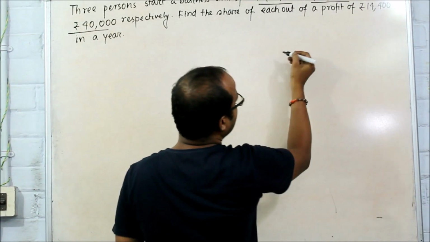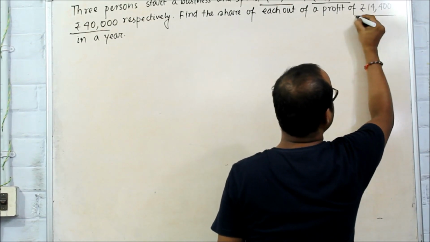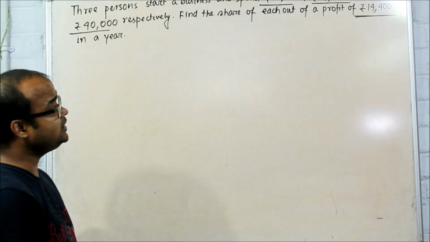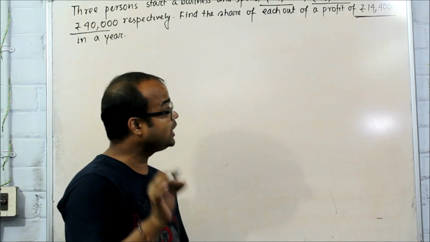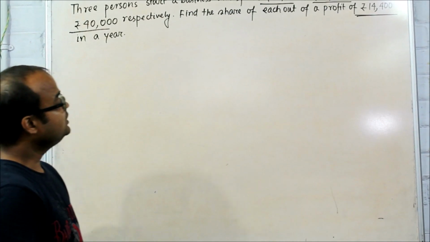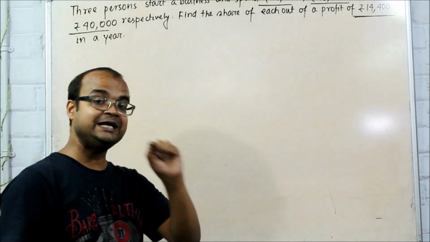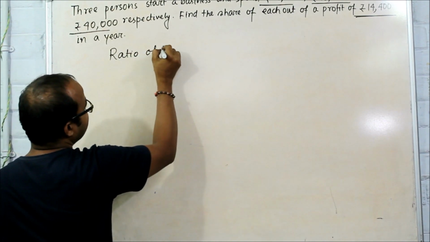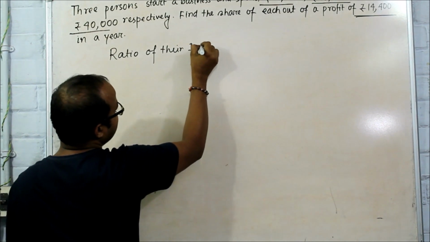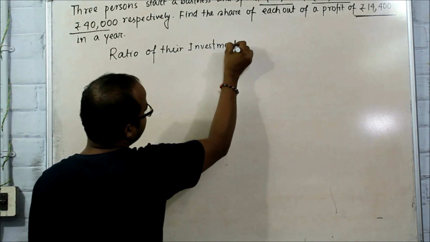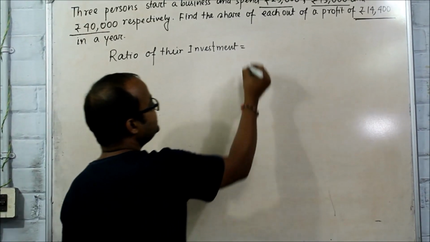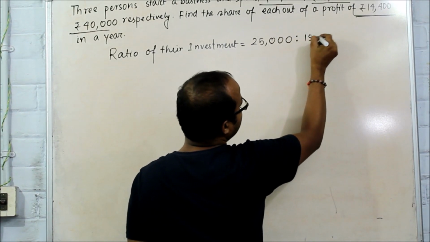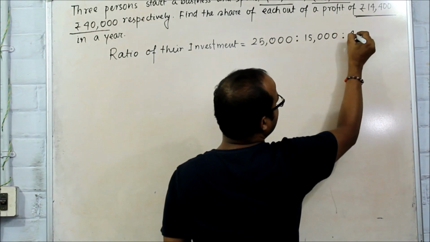So find the share of each out of a profit of rupees 14,400 in a year. So in a year they earn a profit of rupees 14,400. So first we need to find out the ratio of their investment. Ratio of their investment is 25,000 is to 15,000 is to 40,000.